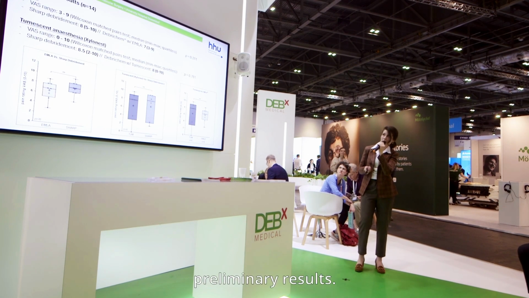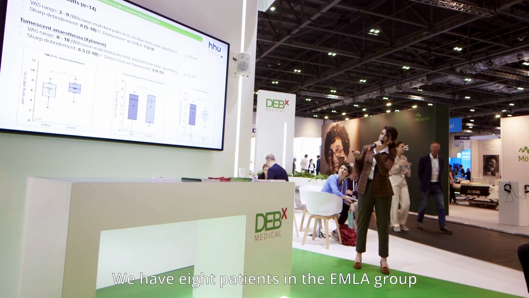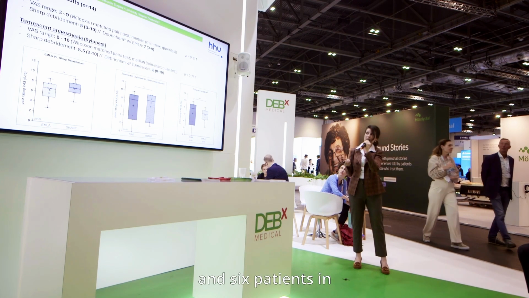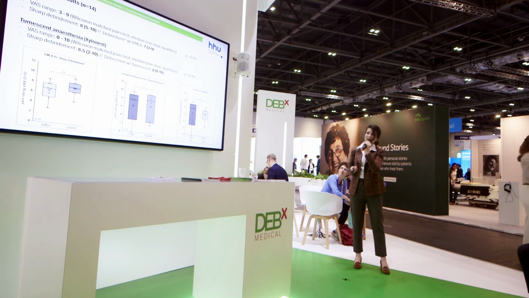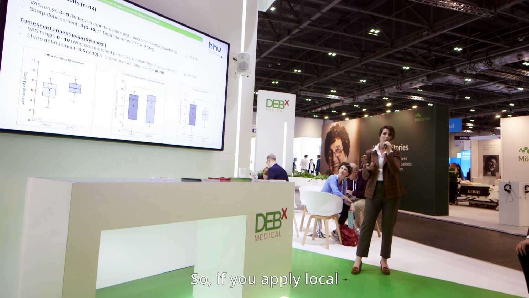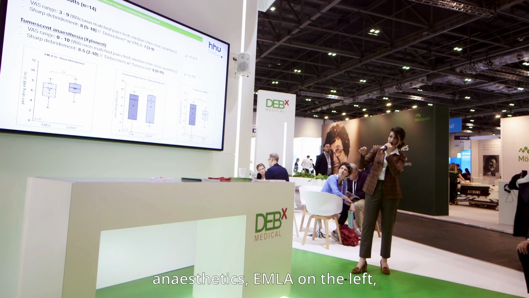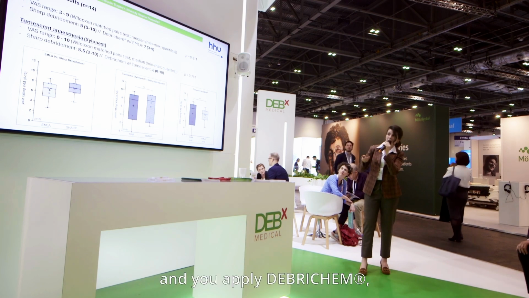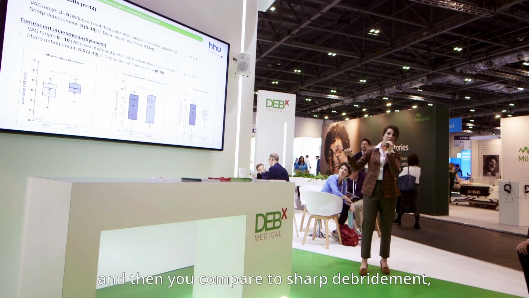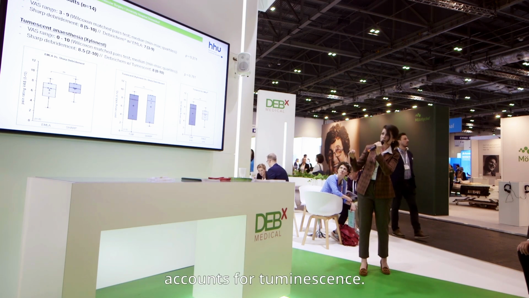So, these are the preliminary results. We have 14 patients so far. We have 8 patients in the EMLA group and 6 patients in the tumescent group. And just to keep it short, you see we have no significant difference. So if you apply local anesthetics, EMLA on the left, and you apply DEBRICHEM, and then you compare to sharp debridement, you have no difference. And that also accounts for tumescence.